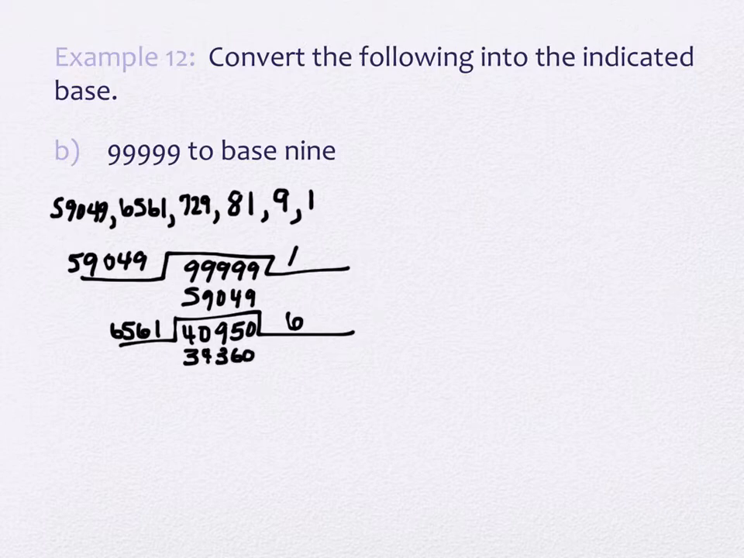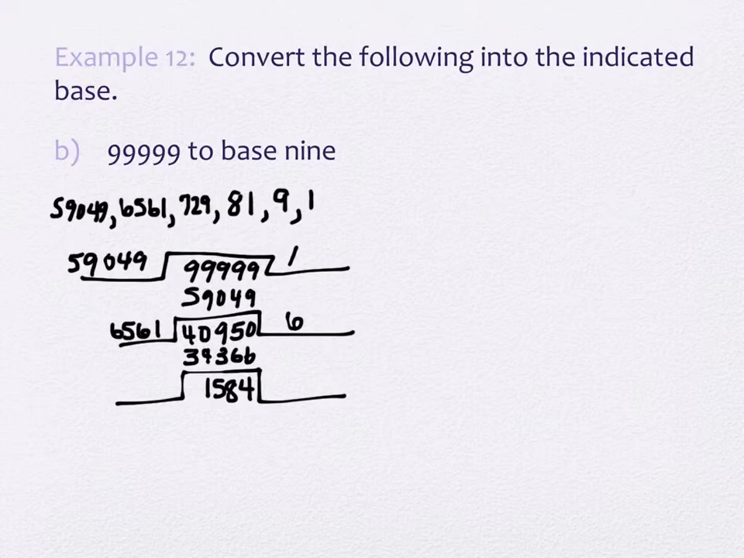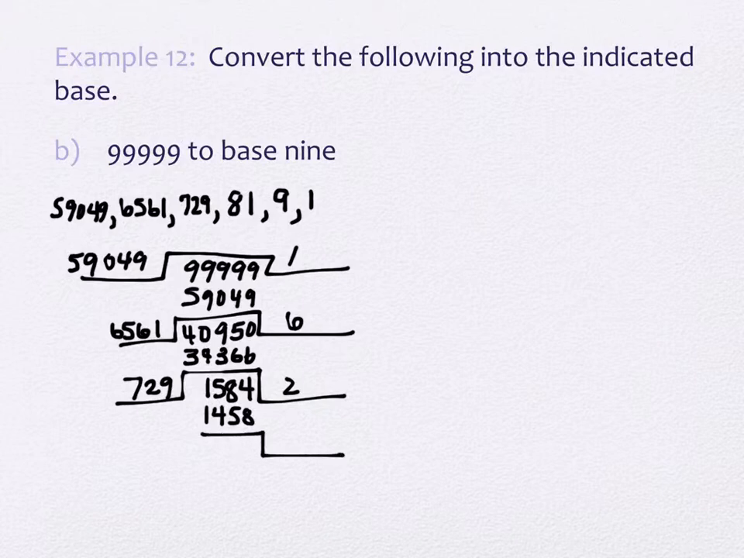Did I get that written down right, Jamie? 6. All right. And we subtract, what do we get? 1584. Let's see, what are we dividing by next? 729. How many times does 729 go in? 2. And 729 times 2 is what? 1458. We're nearing the end.